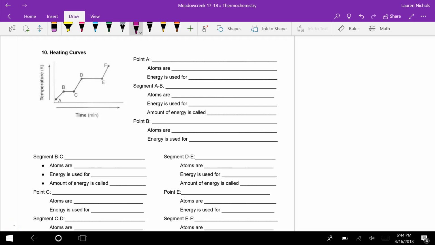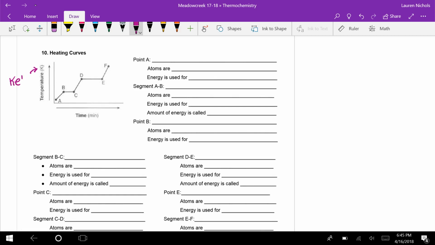The next thing we want to talk about are heating curves. So this is an example of a heating curve over here on the left. And you see that on the y-axis is temperature. And in the article we read earlier, it mentions a new unit of temperature, and that is Kelvin. We'll learn more about the Kelvin scale when we get to the gas law unit, but know that Kelvin goes from 0 and up. There are no negative numbers in Kelvin.